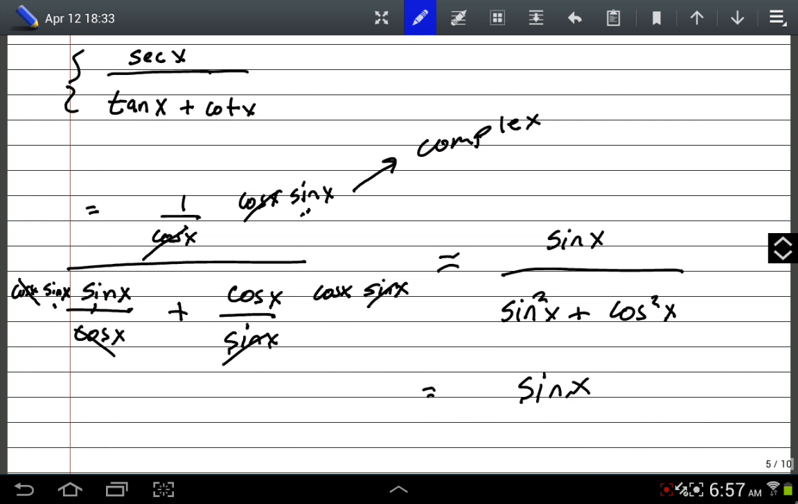All right, this right here: sine squared plus cosine squared, that's a Pythagorean identity. That's just 1. Right? Now, is it really necessary to write the 1 in the denominator? No. If it's in the numerator, then we have to write that 1, but not in the denominator.